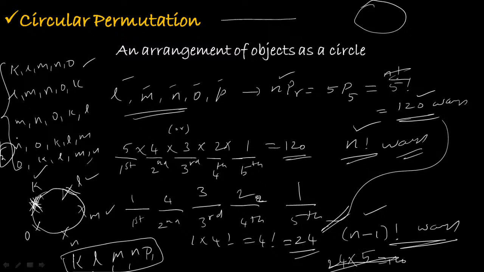So 5 different linear permutations are equal to 1 circular permutation, because in a circular permutation there is no starting and ending point. We have to fix the starting point and proceed further. Now you have the clear point about why there is a deviation from a circular permutation to a linear permutation, by taking the same example.